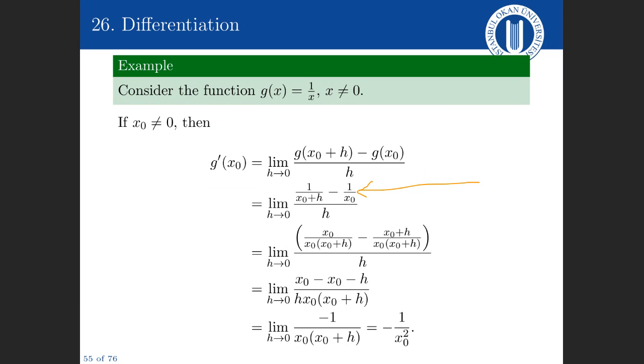g of x0 is just 1 over x0. We also need g of x0 plus h. This is the same function, but instead of x0, we have x0 plus h. So this must be 1 divided by x0 plus h. We need to simplify this before we can take the limit.